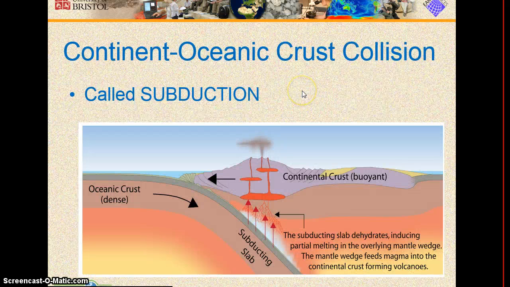All right, we also have continental to oceanic crust collisions. This is where we get subduction. You can see the oceanic crust is more dense. It will sink beneath. It will melt. It'll cause magma to rise up through the cracks here in the continental crust, and it will actually form volcanoes. Go ahead and write this.